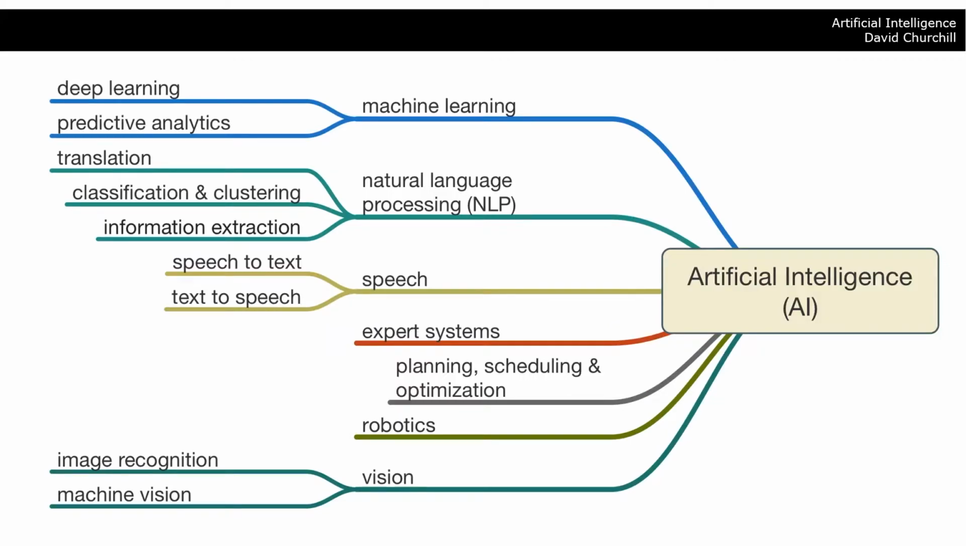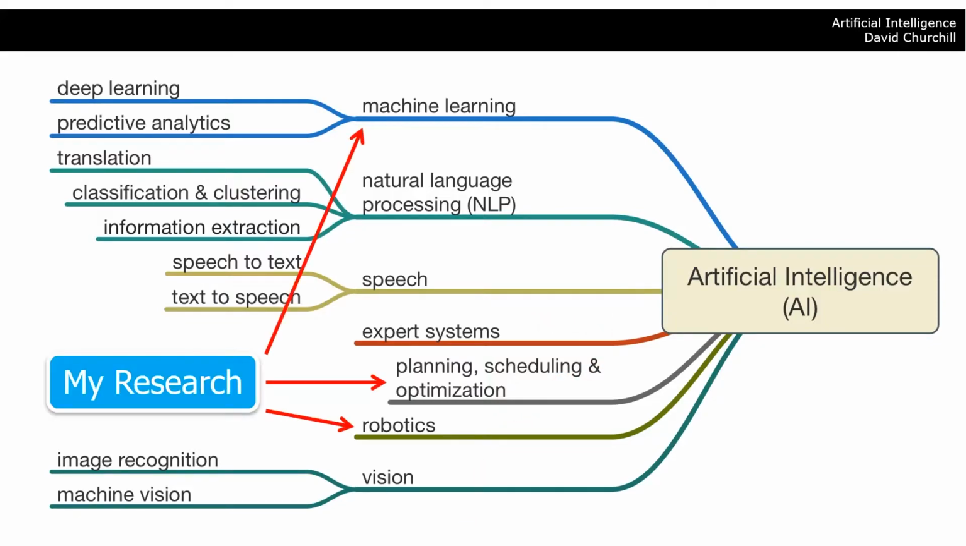On this slide, we can see just some of the more popular categories for AI research. For example, machine learning, natural language processing, speech processing, expert systems, planning, scheduling, and optimization, robotics, and computer vision. And in case you were curious, my particular fields of research are in the areas of planning, scheduling, and optimization, robotics, and machine learning. Now let's talk about some of the current state-of-the-art techniques for solving modern artificial intelligence problems.